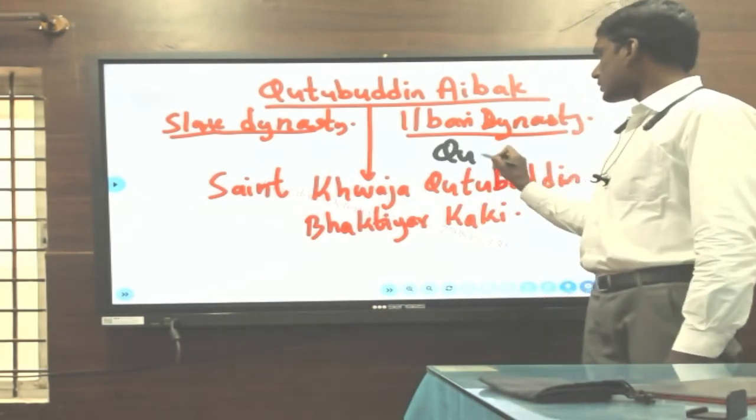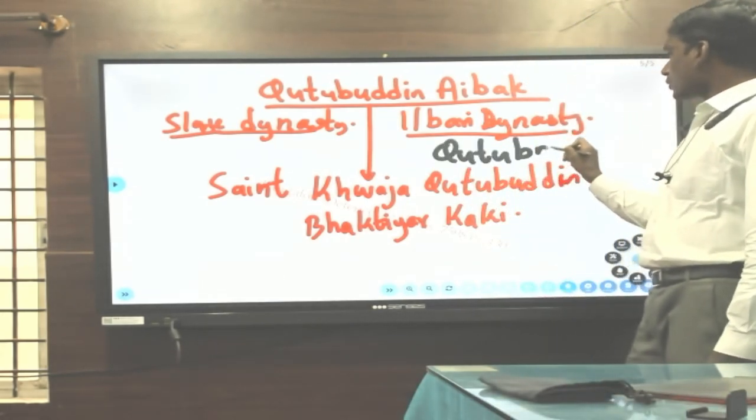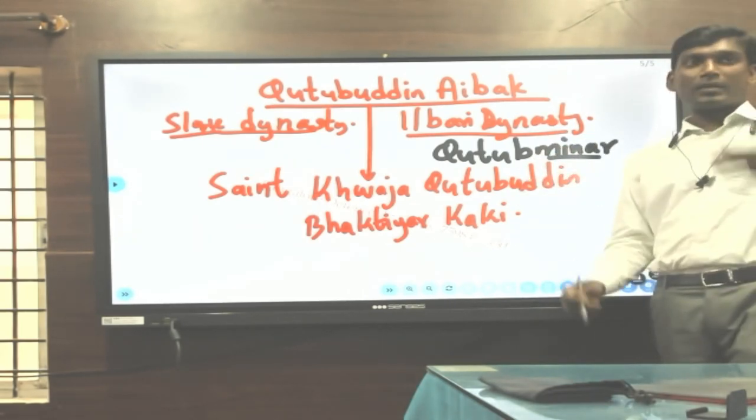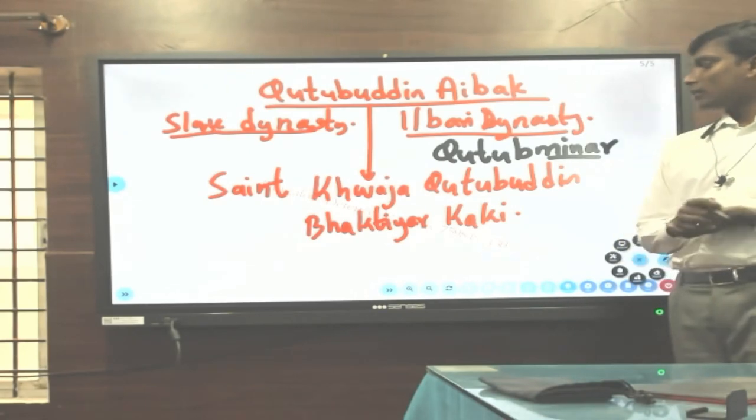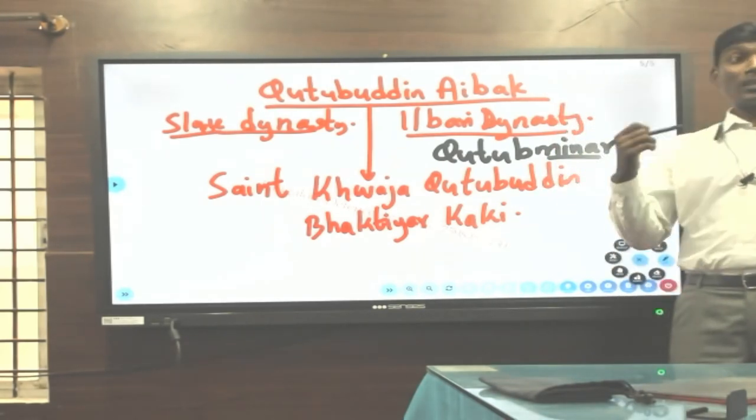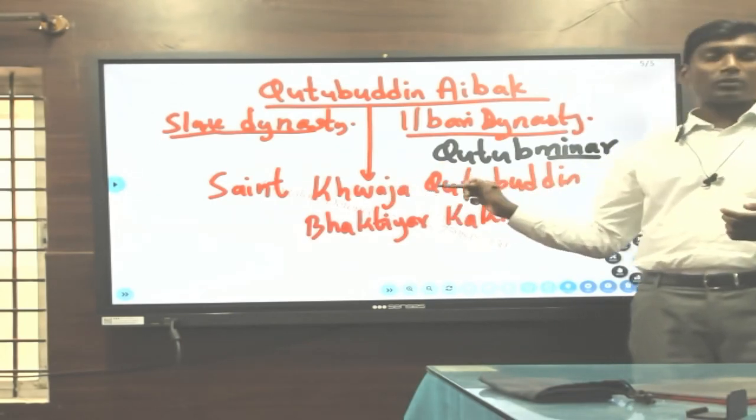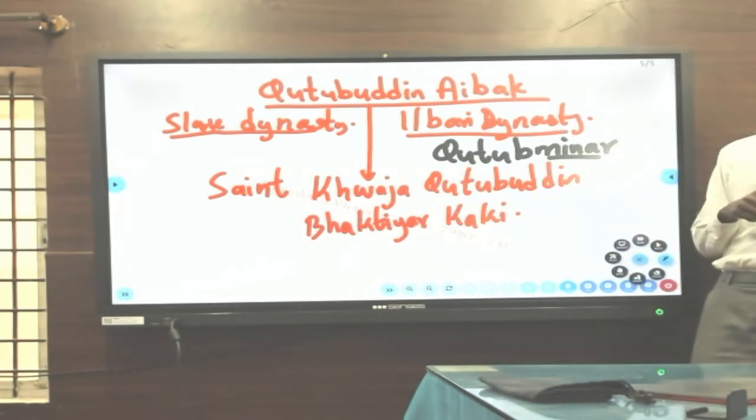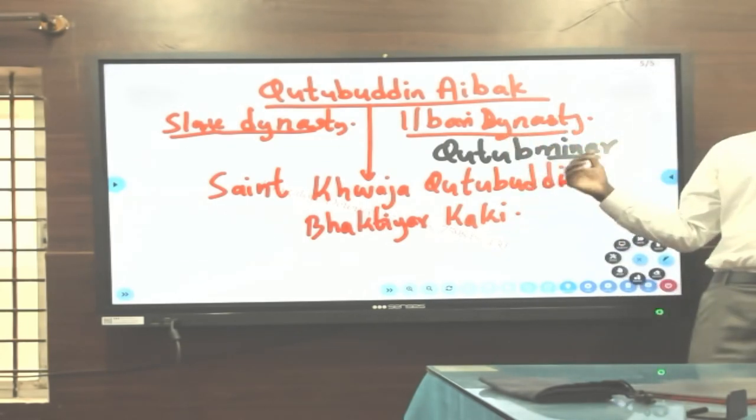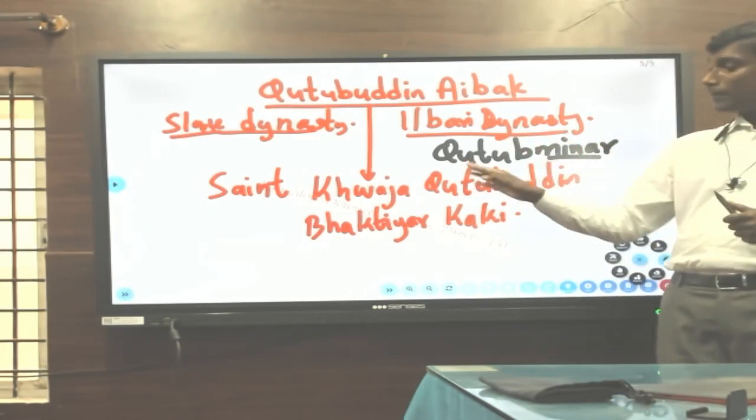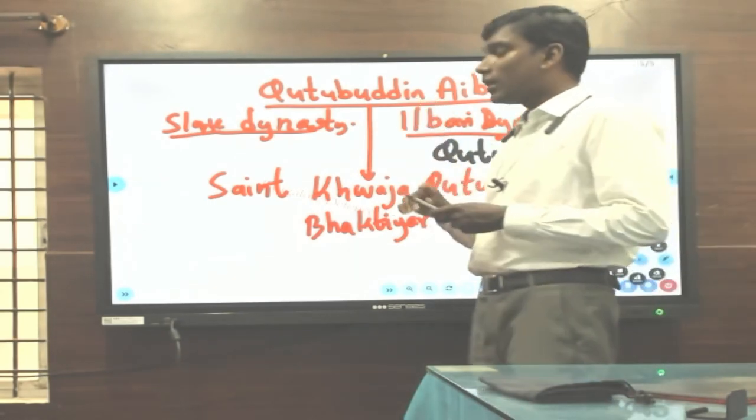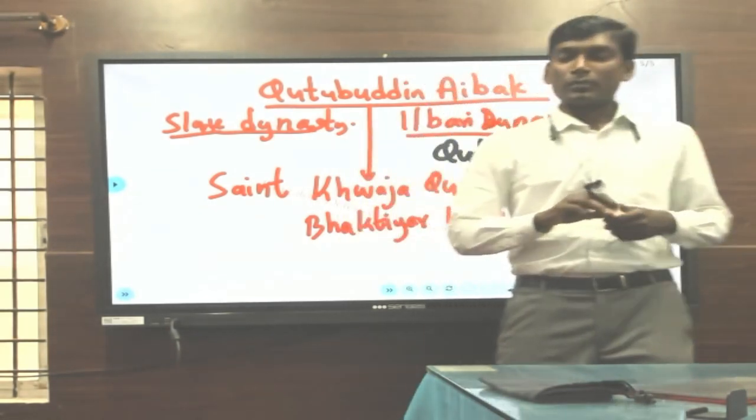So look at this. Qutub Minar. Minar means tower. Minar means what? Tower. So Qutub Minar was built by Qutubuddin Aibak in remembrance of Khwaja Qutubuddin Bakhtiyar Kaki. Do you understand? Now, in the exam, they will ask you a question: why did Qutubuddin Aibak decide to build Qutub Minar? On whose name? Answer is this. So this is the first question expected from this king.